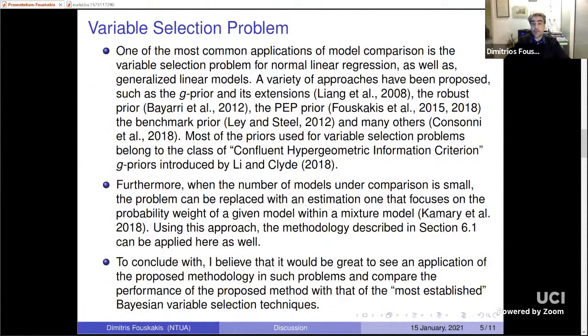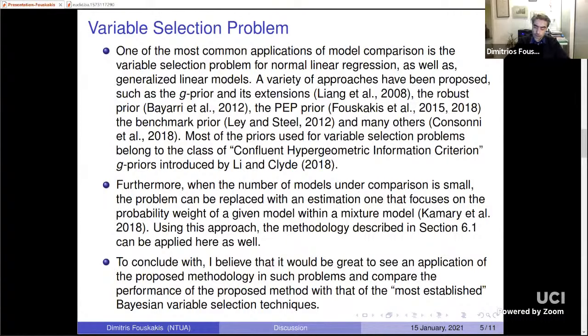I'm a big fan of variable selection problems, and this is, I think, one of the most common applications of model comparison for normal linear regression models, but also for generalized linear models. There are so many methods out there that people can use. I believe it would be great to see an application of the proposed methodology in such problems and to compare the performance of the proposed method with that of the most established Bayesian variable selection techniques.